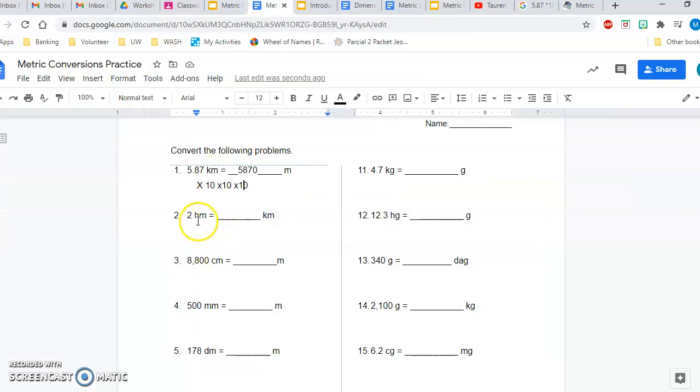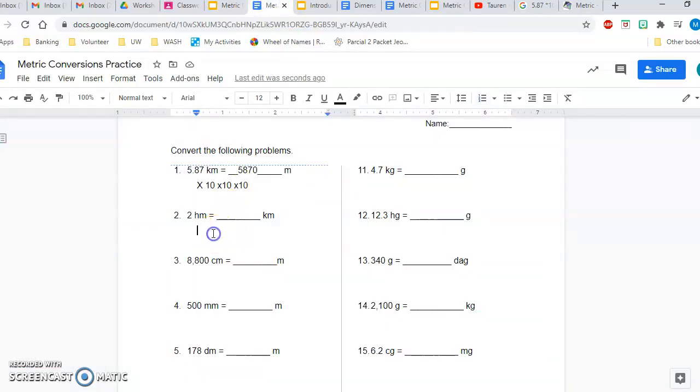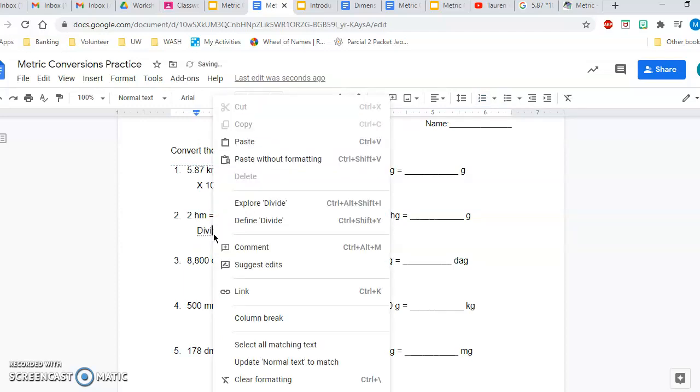Alright, now let's do hectometer to kilometer. We're starting at hecto and going to kilo. If we're moving to the left, we're going to divide. If we're going up the staircase, we use this side. If we're going down it, we use this side. So we're going to divide by 10. What that looks like, let's just write out divide by 10.